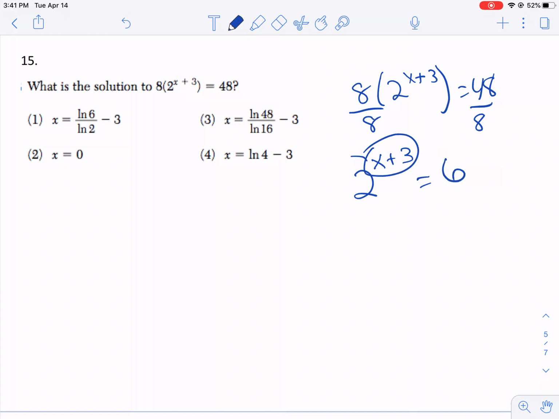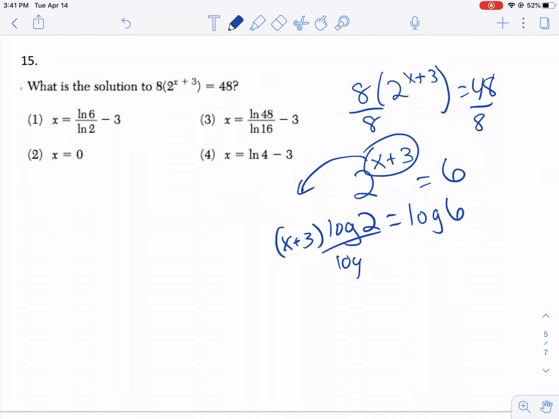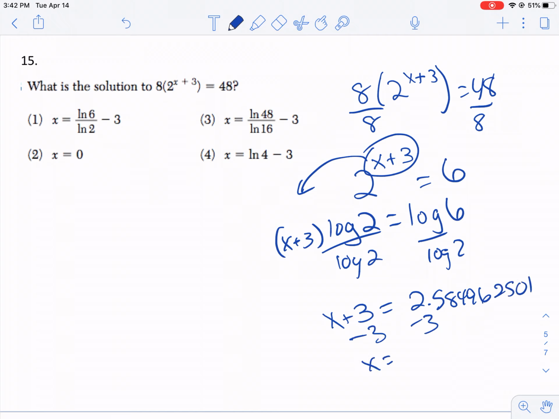Now I'm going to log both sides to bring that out of the air, keeping it in parentheses because it's more than one piece. First thing I'm going to do is divide by the log of 2. So x plus 3 is going to be equal to log 6 divided by, don't forget to close parentheses, log 2, 2.584962501. Subtract 3 from both sides, and we're getting negative 0.415 and some change.